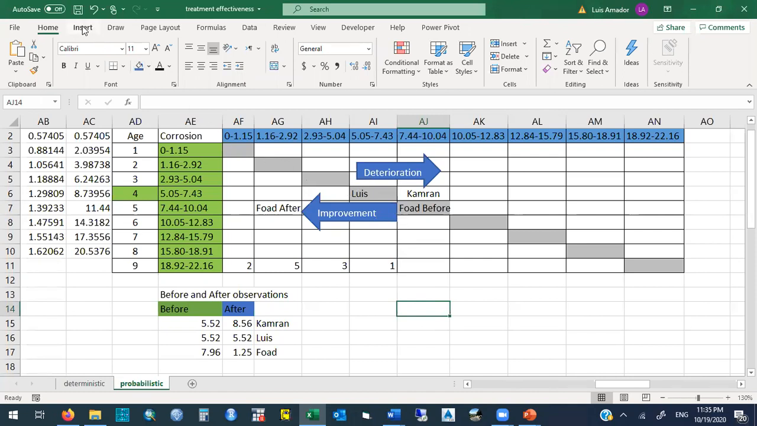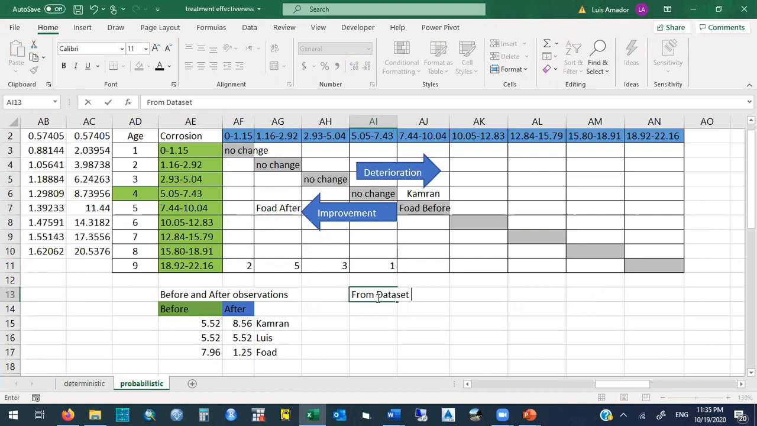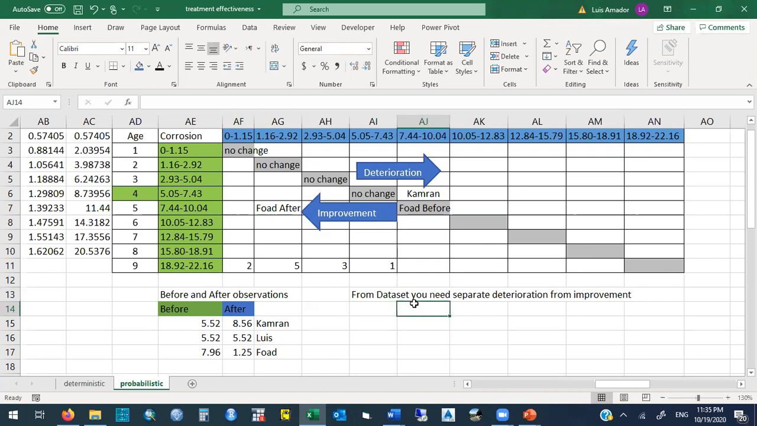What happens when I'm moving on the main diagonal? The main diagonal is no change. So when I have something like this, I only care about the elements that are to the left of the main diagonal, moving to the left. So when I have a data set, you need to separate the deterioration from the improvement. Because typically when you open your data set, it's going to be a mix-up. In some cases, you will observe improvement. In other cases, you will observe deterioration. So you need to separate and create a new database where you only have deterioration.